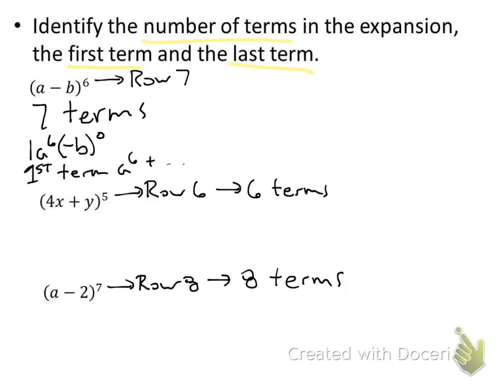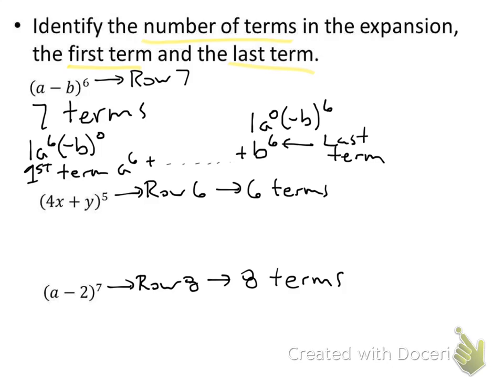And then I'd add a whole bunch of stuff, and I'd get to the end, where I have a 1, a to the 0, negative b to the 6th. Well, a to the 0 is 1, and 1 times 1 is 1, then negative b to the 6th. Really I want to pay attention to the negative. Since it's an even exponent, the negative becomes positive, so that becomes b to the 6th. And that's my last term.